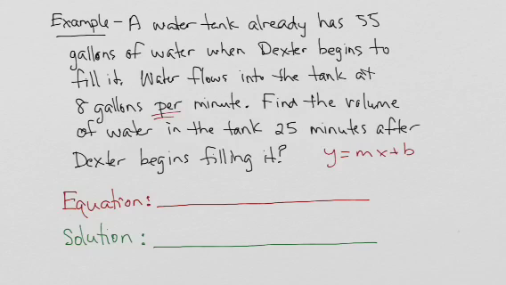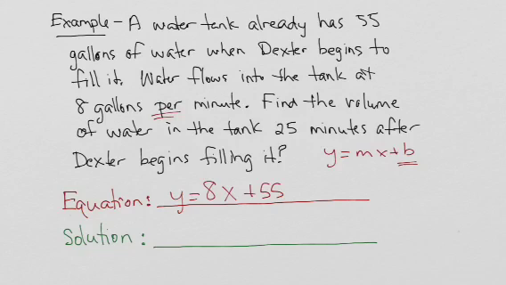All right? So what we do know is where we started. That's easy. That B number. It says it had 55 gallons of water when Dexter began to fill it. So we already know it started at 55. Now, X, that's going to be the amount of water flowing into the tank. And we got that per number, 8 gallons per minute. Oh, X means minutes. So X stands for minutes in this problem. All right, so find the volume of water in the tank 25 minutes after Dexter begins filling it.